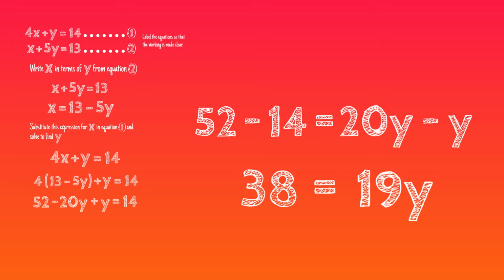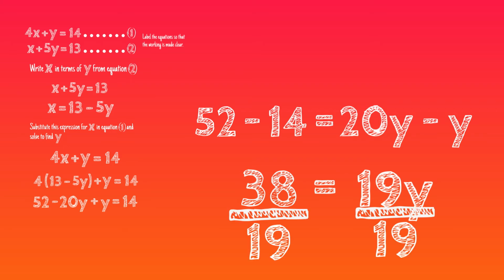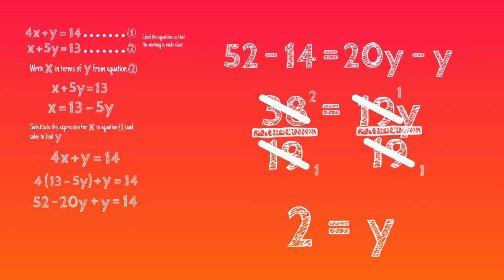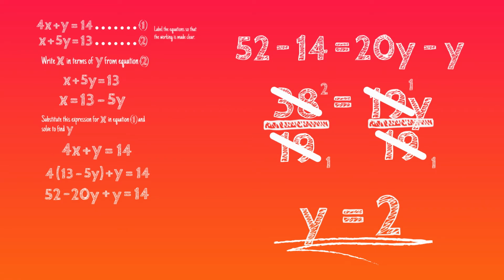We divide both sides by the coefficient of y to find the value of y. So 19y divided by 19 is 38 divided by 19. So 19 into 19 once, 19 into 38 2. 19 into 19 1 and 19 into 19 1. So 2 equals y. Then we can rearrange our equation by saying y is equal to 2. Now we have solved for y. We want to find x.